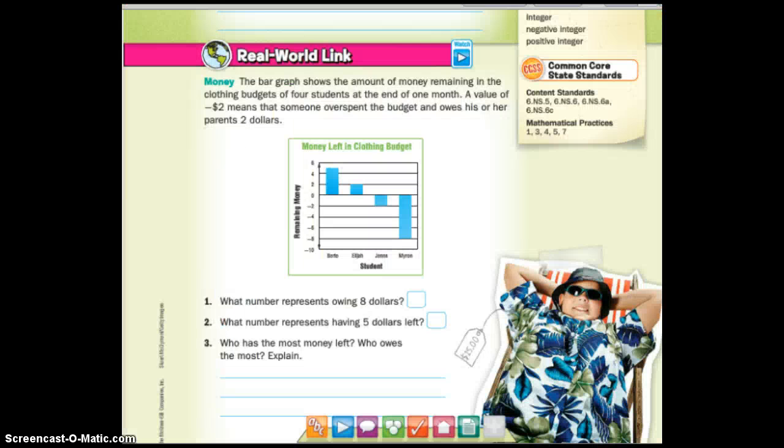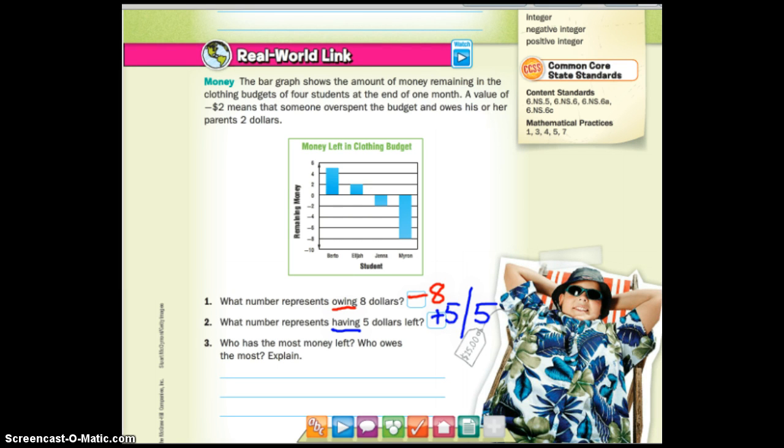Now that you've watched the video, let's answer some questions. What number represents owing $8? If you owe money, this is not good. So that would be denoted by -8. What number represents having $5 left? That's a good thing to have, money in your pocket. That can be written as +5 or just plain 5.